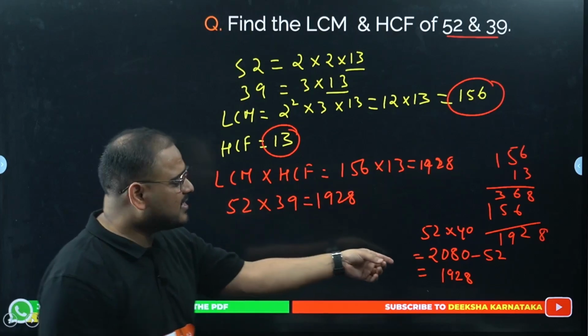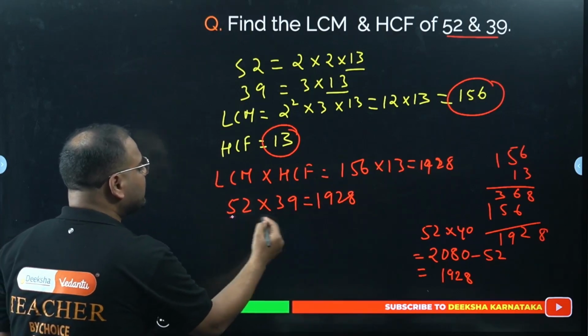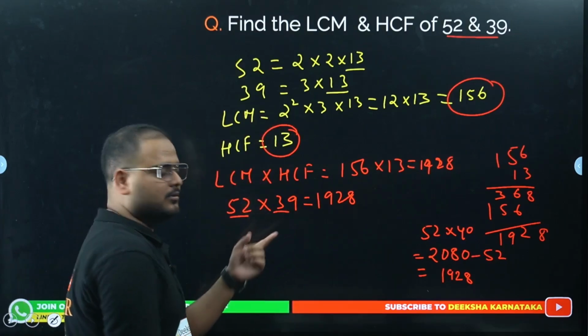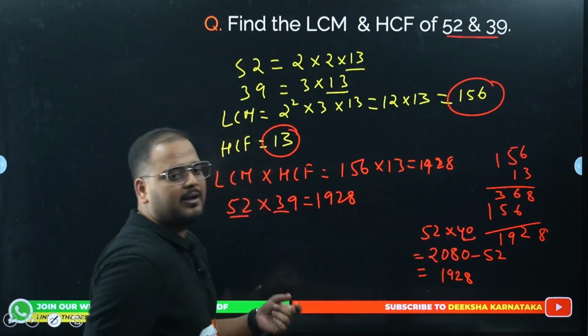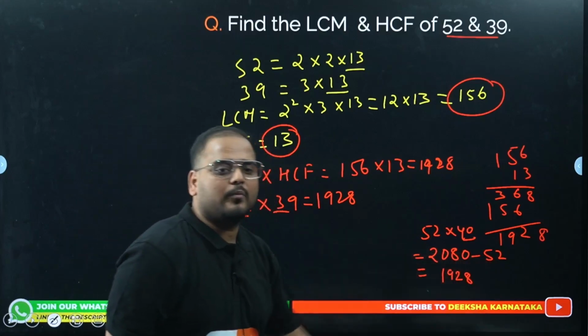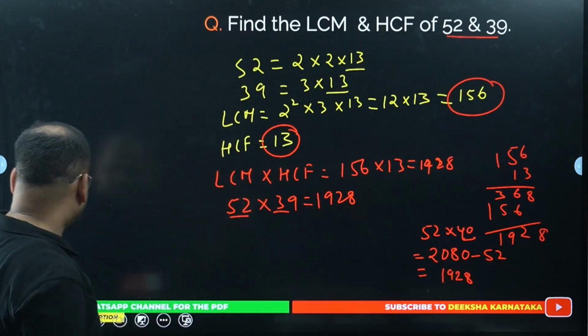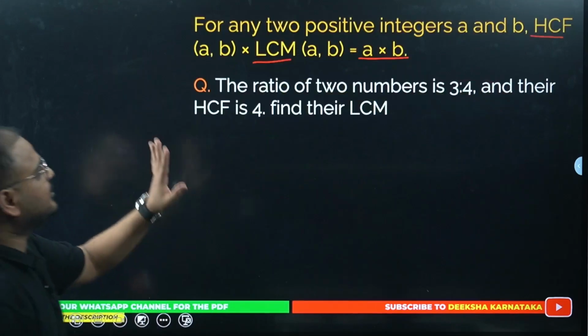Anyone has doubt how I did this? Look, we are multiplying 52 and 39, so I took one multiple ahead. I took 40, so I multiplied 52 times 40 and subtracted 52 from there. Easy multiplication, that's why I took it. No big deal. Okay? So this is the definition.